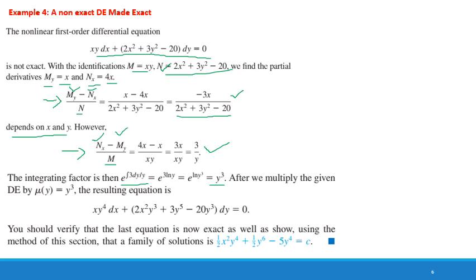After we multiply the given differential equation by y power 3, the resulting equation is this. Now, by using the method of exact differential equations explained in this lecture, you can find the answer of this modified exact differential equation, and its answer would be this.